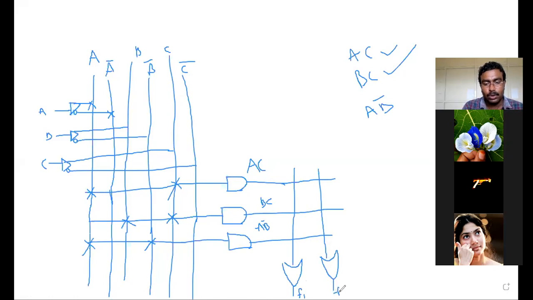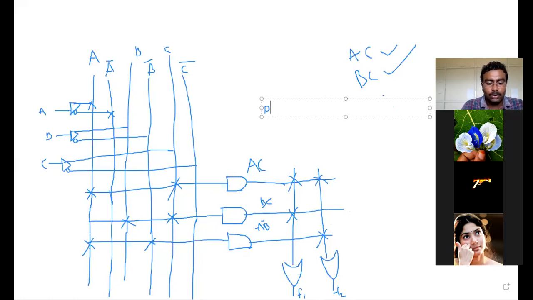Now tell me, students, what is your function F1 actually? F1 is equal to, what is the function, students? BC plus AC. Yeah, I'm writing BC plus AC for F1. Tell me, students, what is your F2? AC plus AB bar. So this is your simple PLA design. Okay, this is your PLA design, students.